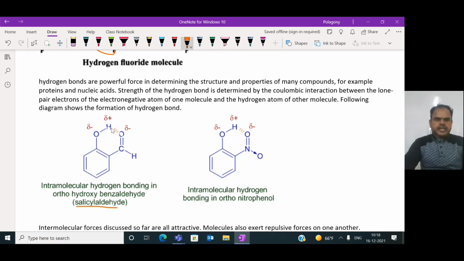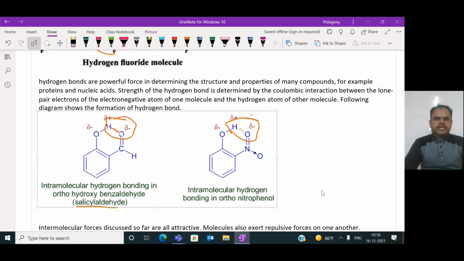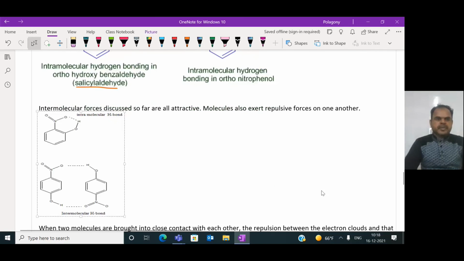Between hydrogen and oxygen there is an attraction force. This is called intramolecular hydrogen bonding. The molecule is associated between this oxygen and the hydrogen of the same molecule. So this is what we call intramolecular hydrogen bonding, an attraction force within the molecule.